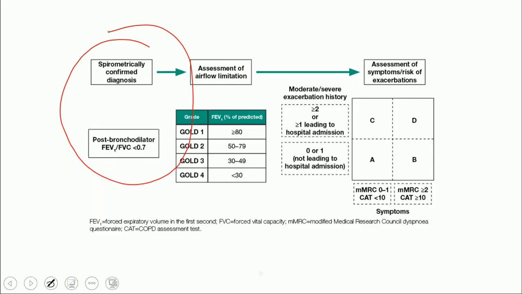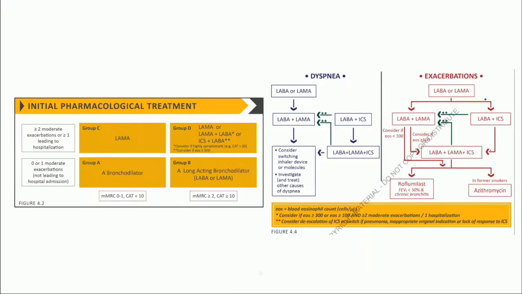The other feature is we assess their exacerbation risk and severity, how many exacerbations this patient has had. So we assess their symptoms, the impact of symptoms, and their exacerbation risk and severity. From that you can divide them into four groups, A, B, C, D. And then the initial therapy is decided based on what category they fall into. Now the problem is they change this every year. They try to change it again, but I don't think it will be implemented anytime soon.